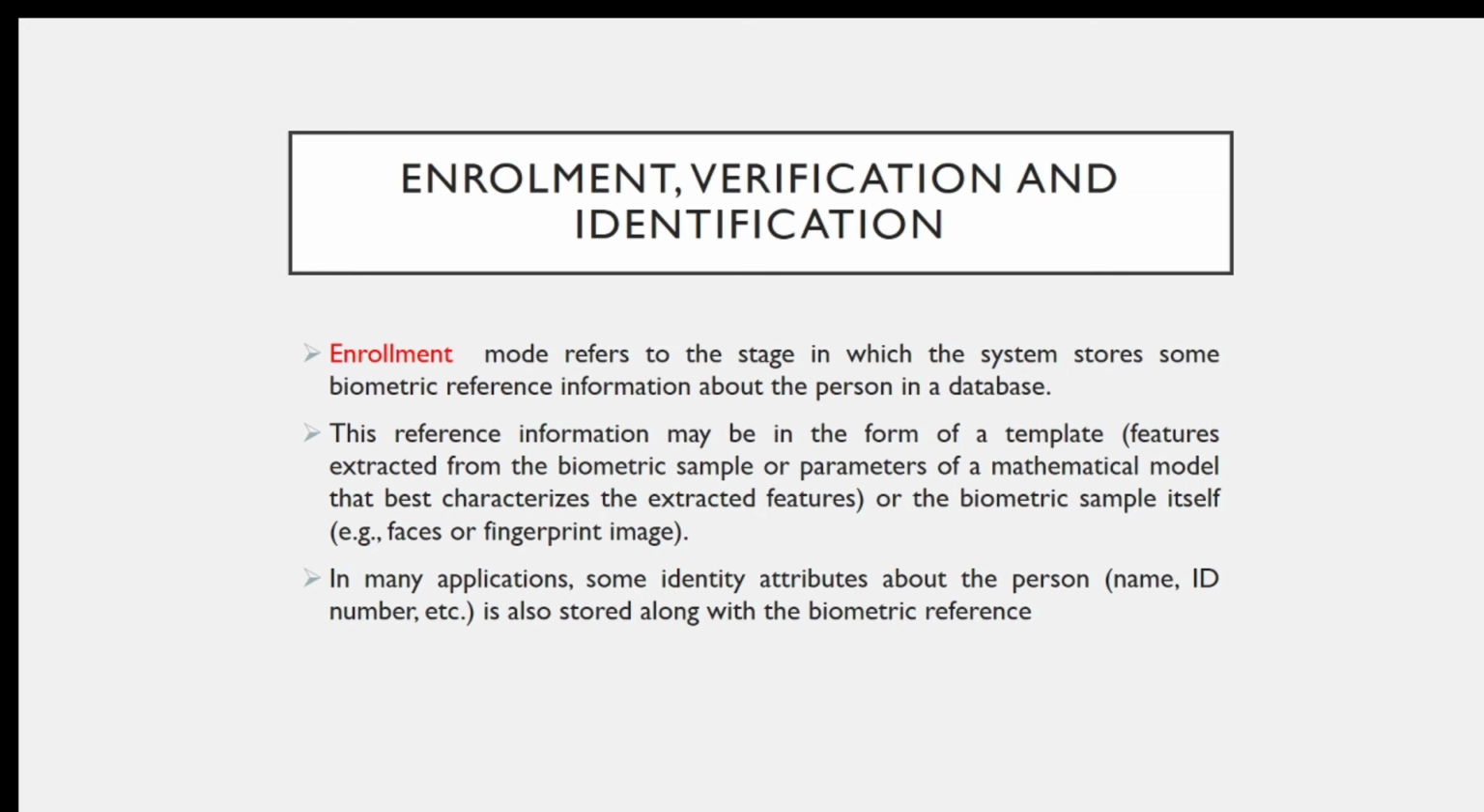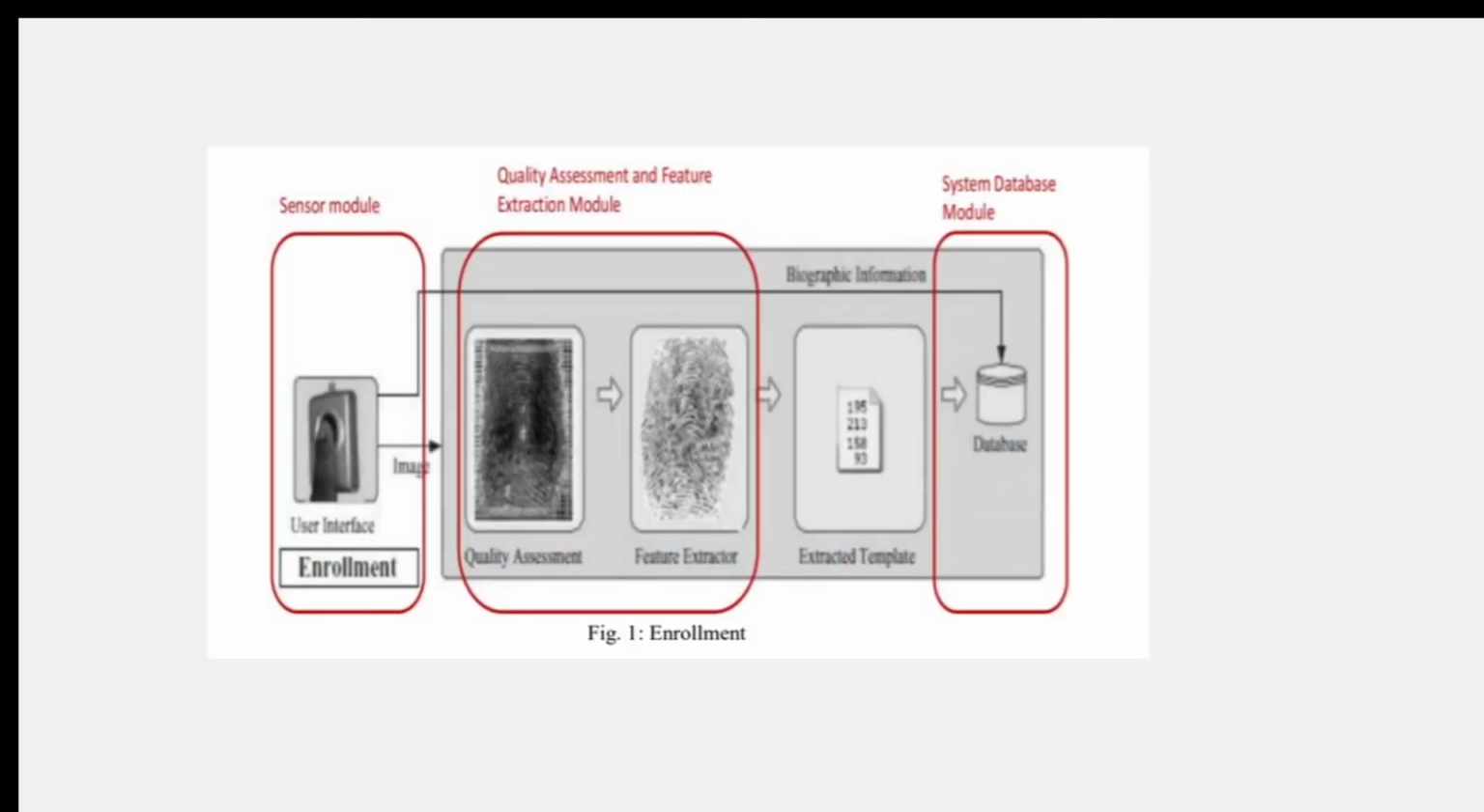This reference information may be in the form of a template, like features extracted from the biometric sample, or parameters of a mathematical model, the best characteristics, the extracted features, or a biometric sample itself, like a face or fingerprint image. And in many applications, some identity attributes about the person, like name and ID number, are also stored along with the biometric reference. So this is enrollment.